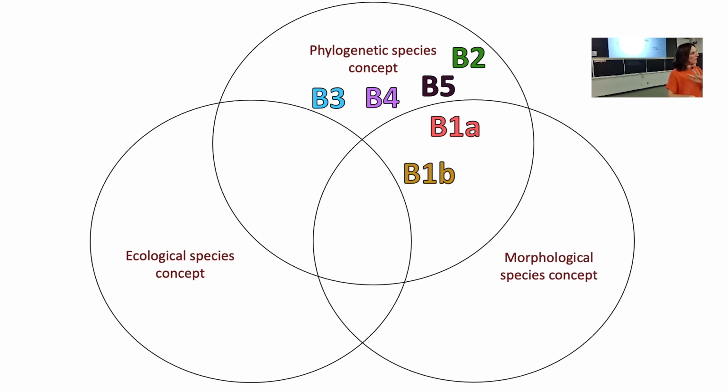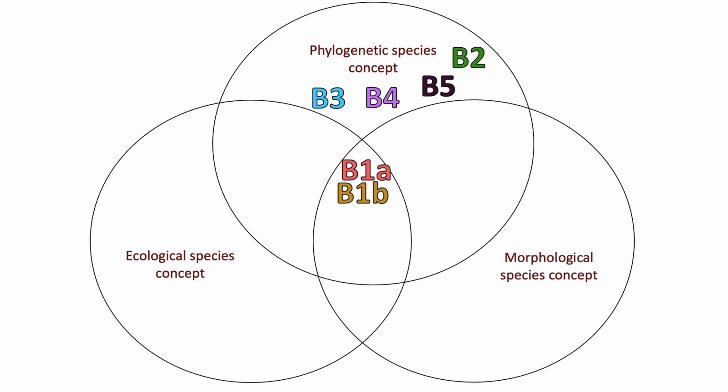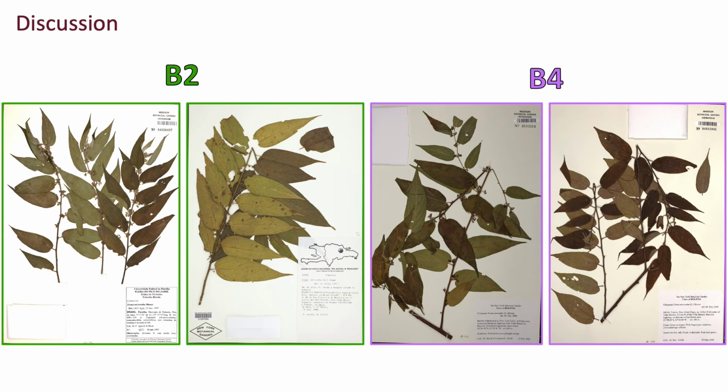And while maybe the ecological niche models didn't inform us that they might be ecologically distinct, when we think about the distribution of their elevational preferences, I believe that these also satisfy the ecological species concept, and they can fall nicely within this Venn diagram in the center.